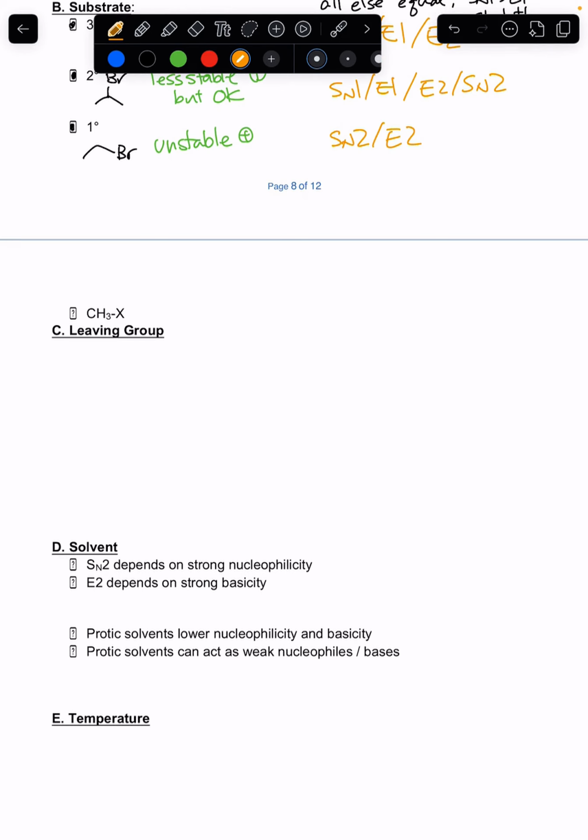If you have, this should have been up here, maybe I'll just add it in. If you have a methyl, then that definitely is not going to be a carbocation, and it cannot do elimination because there's no other carbon to eliminate with to make the double bond. To make a double bond between carbon and carbon, you need another carbon, and so for that reason the only thing that this can do is SN2.